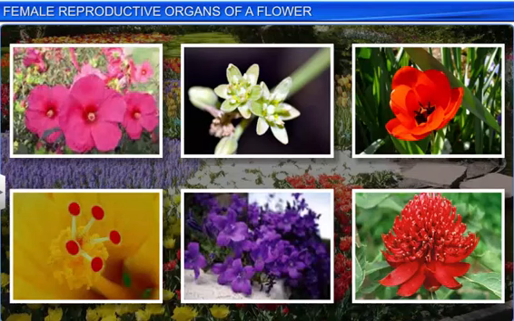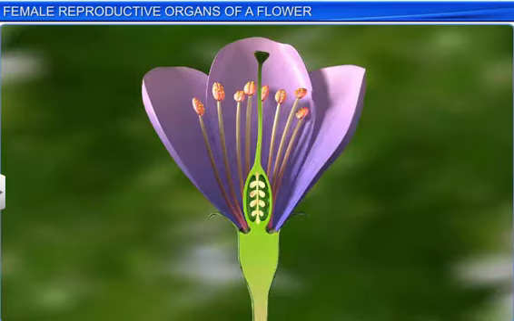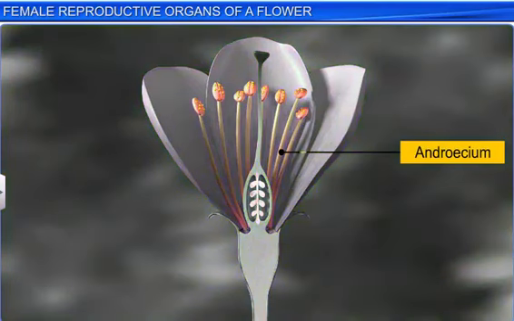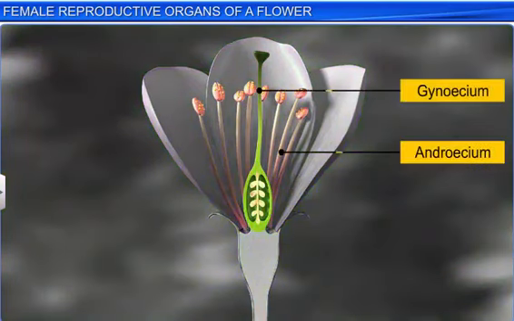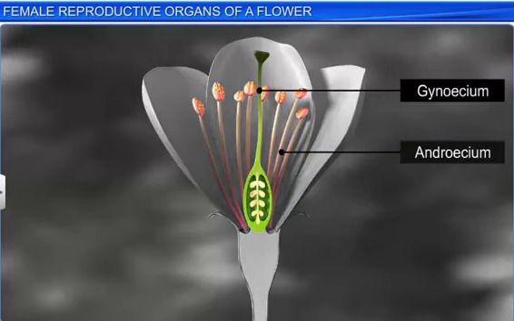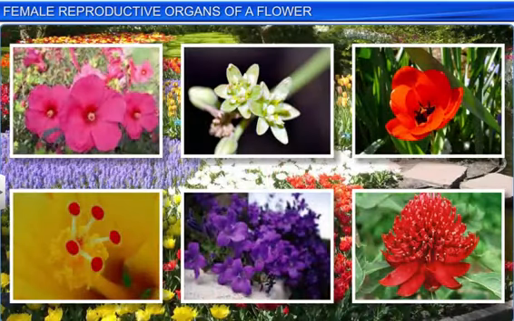Flowers are one of the most fascinating sights to behold. Incidentally, flowers also happen to be the site of sexual reproduction, as they contain the androecium and gynoecium, the male and female reproductive organs of a plant. You can see many variations in the gynoecium of different flowers.